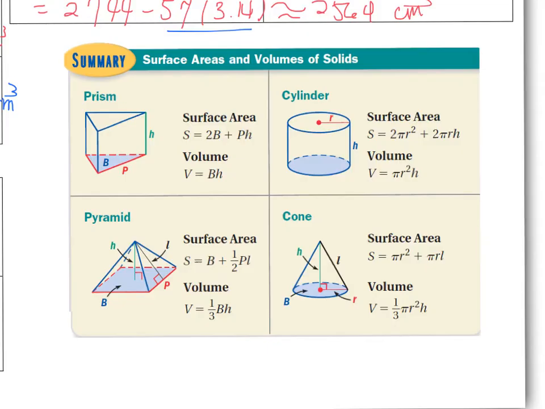So here we have a summary of all the formulas for surface areas and volumes of all the solids I taught you. And I would like you to take the time to really think about the differences of all these formulas.